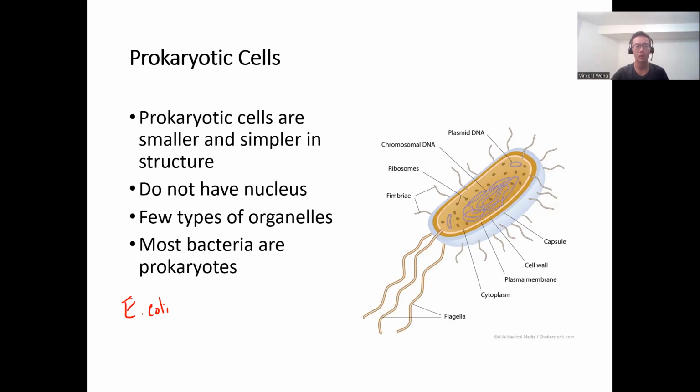They are simple. They don't have a lot of structures in them, but don't let them fool you. Just because they're simple doesn't mean they're not harmful, right? All these things that we talked about, E. coli, listeria, salmonella, streptococcus, all these things can kill a person if they're infected with it.